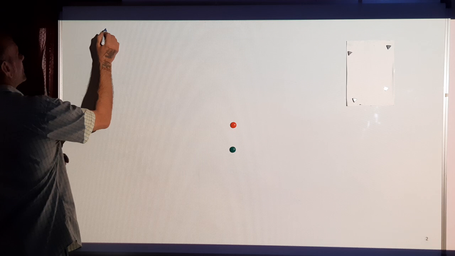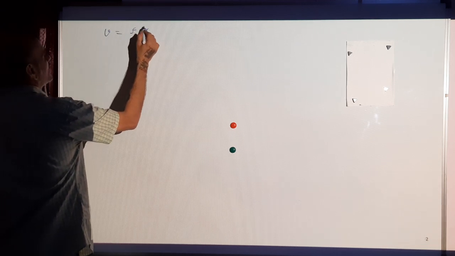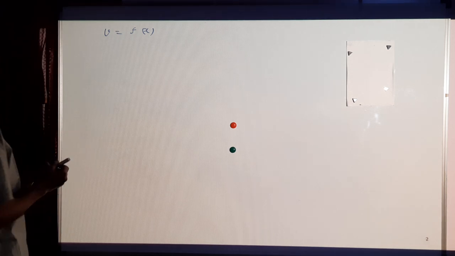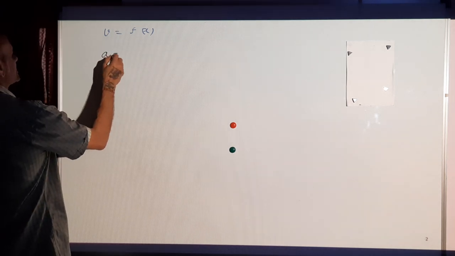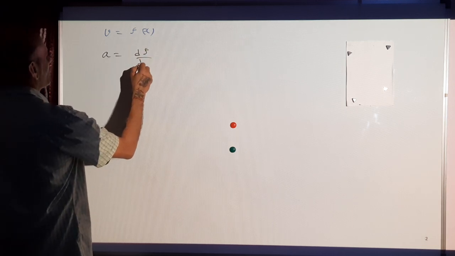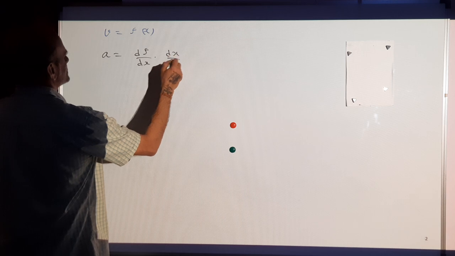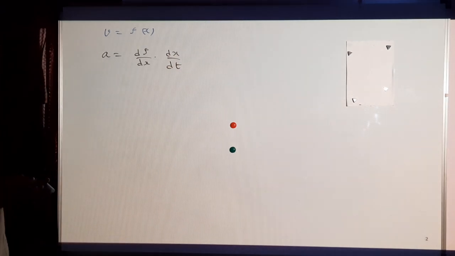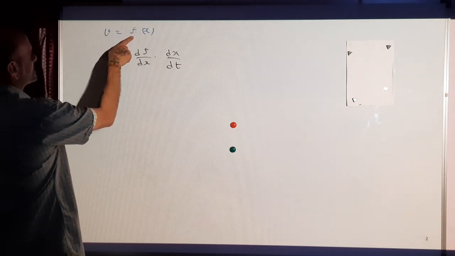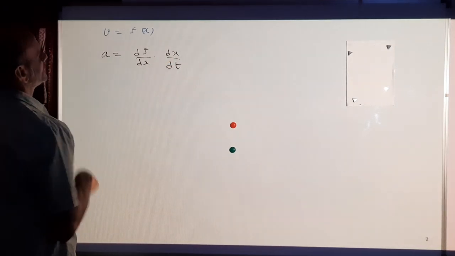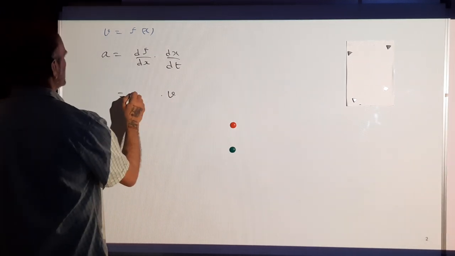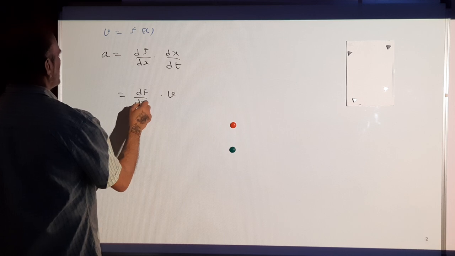So what is given is velocity as some function of x. To get the acceleration, differentiate this on both sides with respect to time. So you get acceleration as d by dt of this one, that can be written as df by dx into dx by dt. This is the chain rule of differentiation. dx by dt is nothing but velocity. So acceleration is velocity into df by dx.